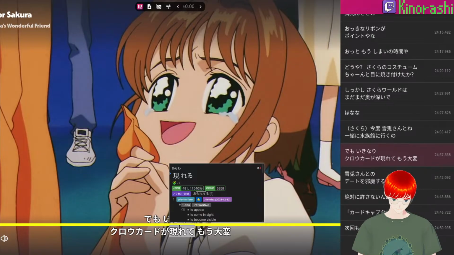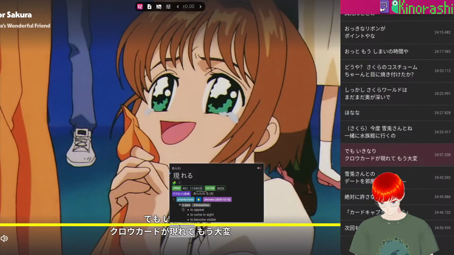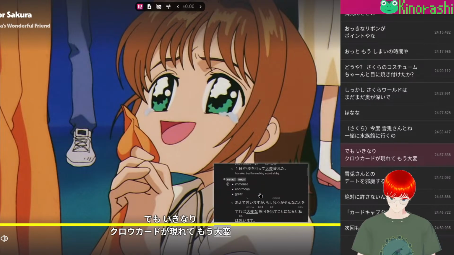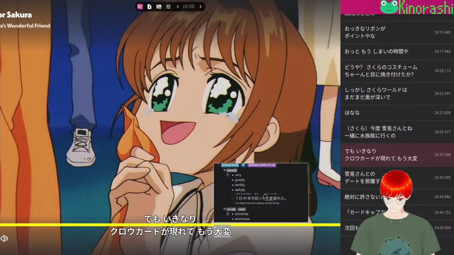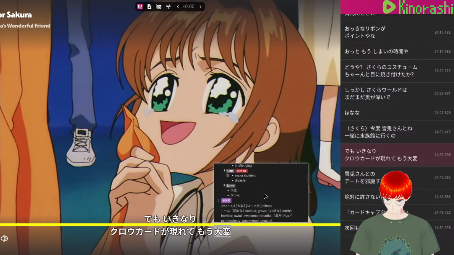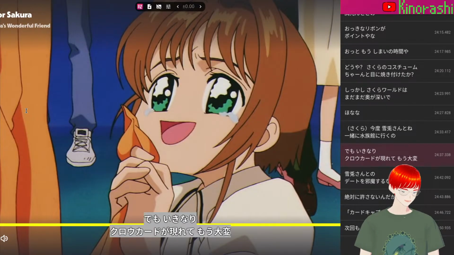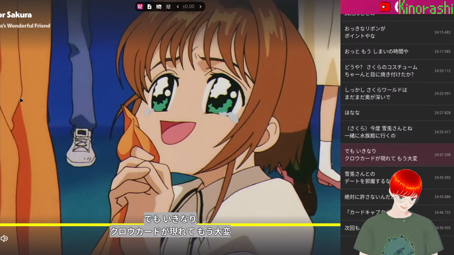Demo ikinari, so but suddenly, arawareru, to appear. So arawarete. So, Clow card appears. Mou taihen. Usually this is used to mean like problem. Taihen, serious, challenge, disaster. So I think this is the addition mo. But suddenly a Clow card appears and causes another problem. Arawarete. But suddenly a Clow card appeared and it was chaos.